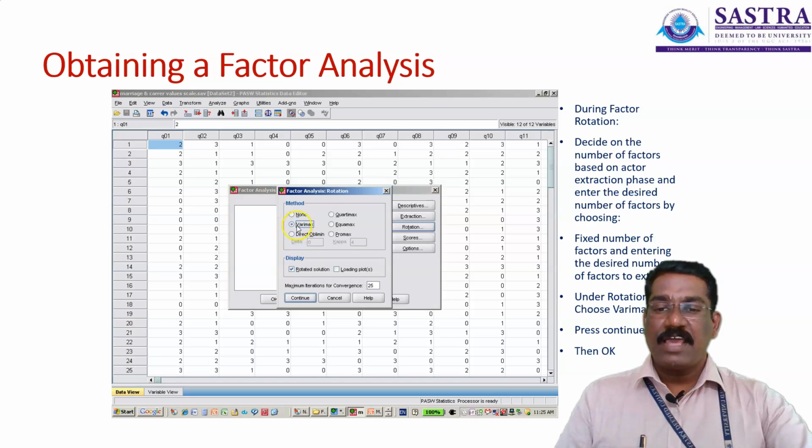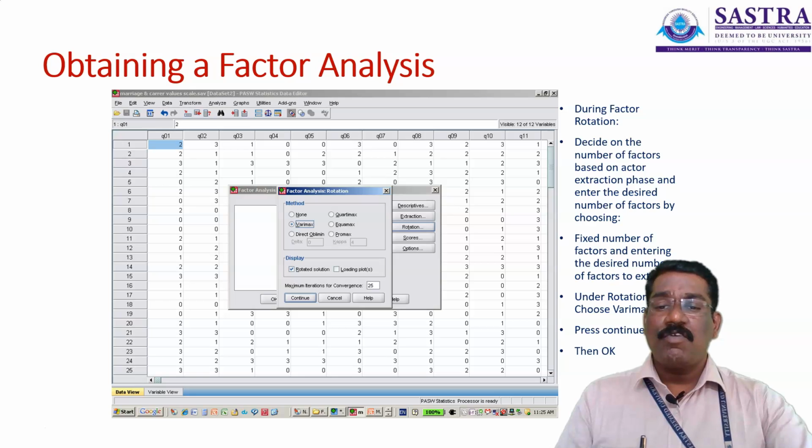You can press this Varimax rotation here, and during the factor rotation, decide on the number of factors based on the factor extraction phase, and enter the desired number of factors by choosing Fixed number of factors and entering the desired number of factors to extract.